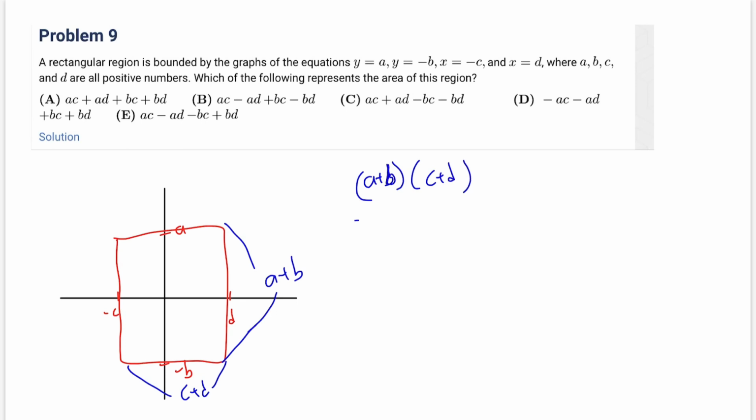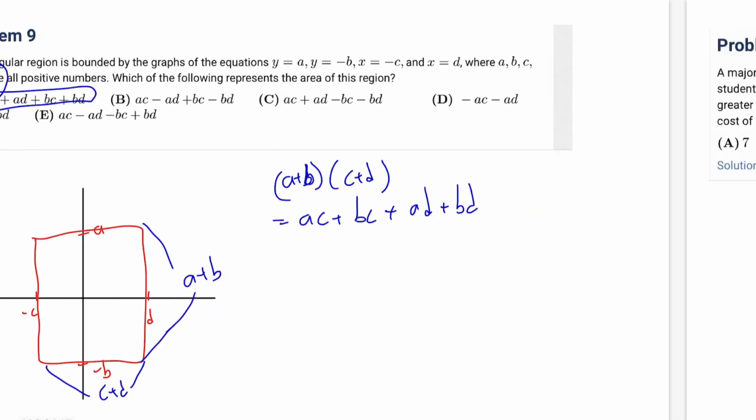This is ac plus bc plus ad plus bd, right? And so which of the following represents the area of this region? This is just all of them added together. So the answer is A.